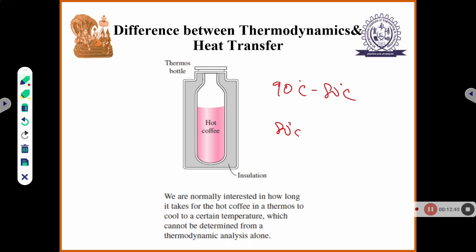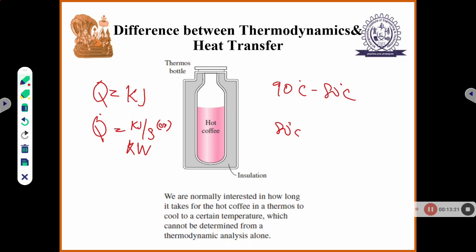Let me put it in simple words. Thermodynamics talks about the amount of heat transfer, whereas heat transfer talks about the rate of heat transfer. Amount of heat transfer means Q, which we must have studied in thermodynamics. Q is the symbol of heat transfer, and amount means the unit is kilojoules, whereas rate means kilojoules per second or kilowatts. Joules per second means just watts.